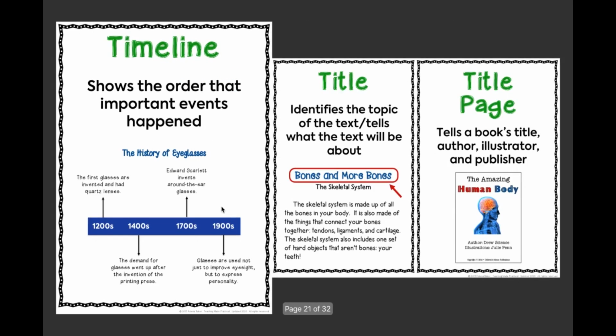And the last part is timelines. So timelines are showing the order of events. So this one is the history of eyeglasses. It starts in the 1200s, moves its way to the 1400s, 1700s, 1900s. These are in order, and then it gives you different events that happened during this time.